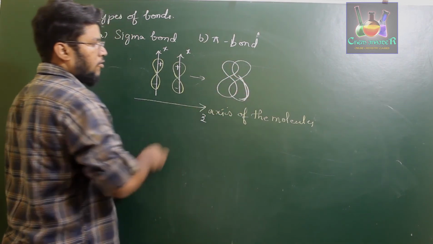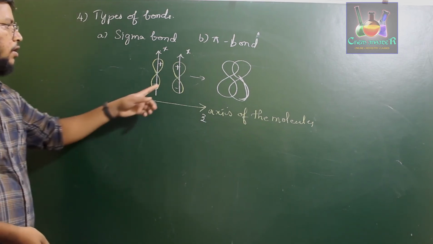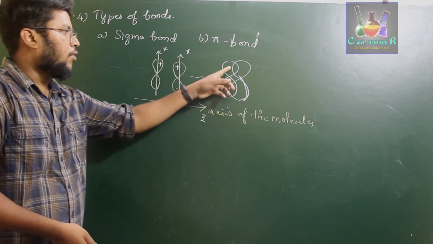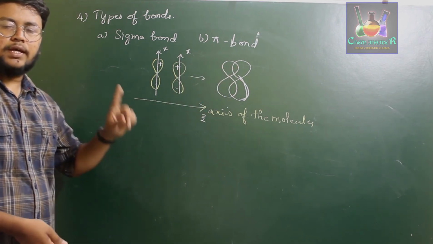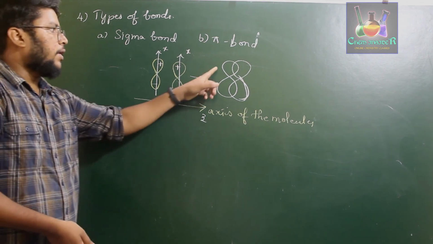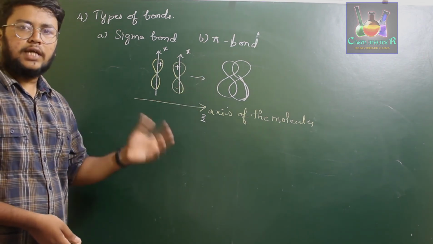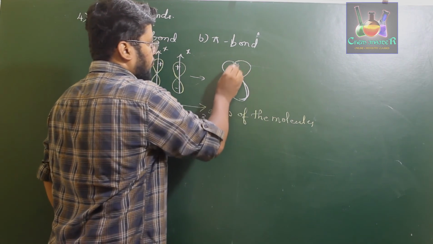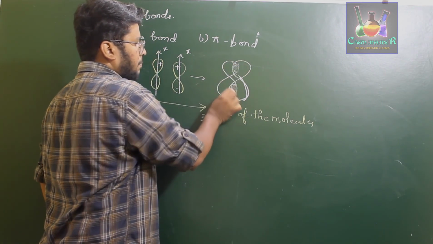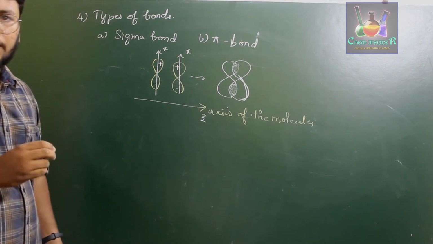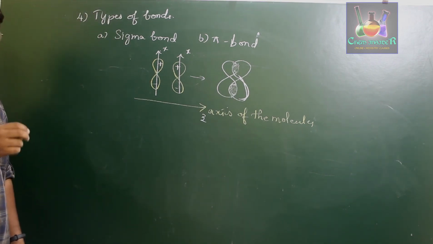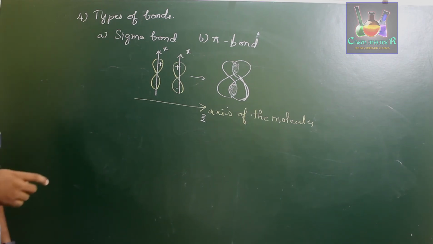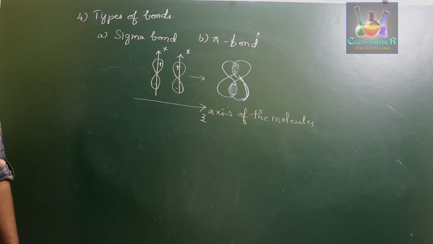So this type of bonding, where the axis of the p orbital is perpendicular to the axis of the molecule, has sideways overlapping. Sigma bond is head-on overlapping, whereas the pi bond is nothing but sideways overlapping. The bond formed because of this sideways overlapping is called a pi bond. Pi bonds are those where the orbitals of the atoms overlap sideways.